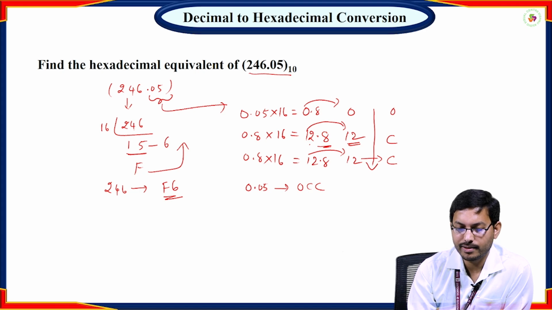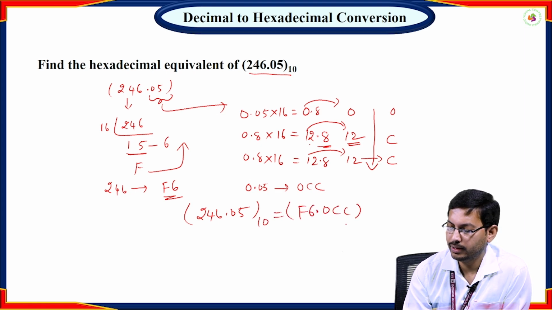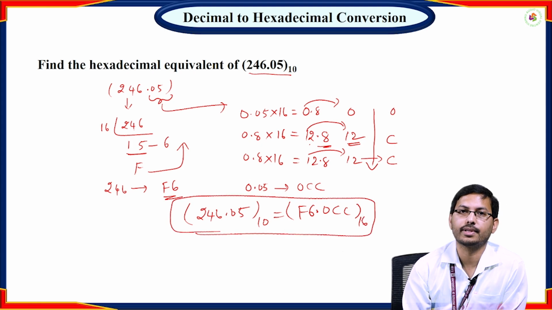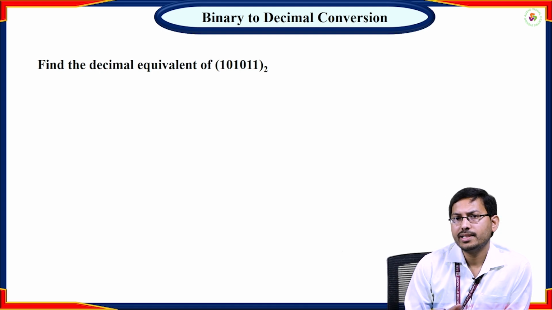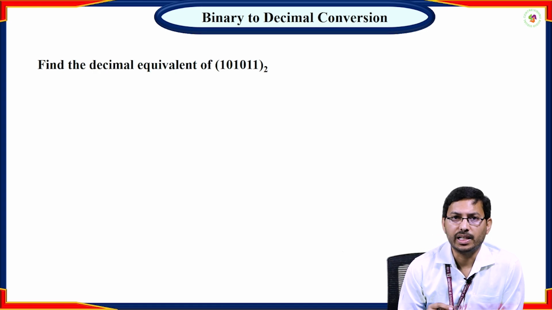So the final answer for this question, that is the hexadecimal equivalent of the fractional decimal number 246.05, is equal to F6.0CC and the base is 16. So this is our final answer. Yes, so far we have discussed how to convert decimal number system to octal number system, decimal to binary number system, and decimal to hexadecimal number system.